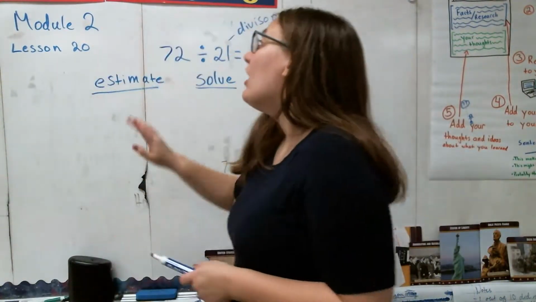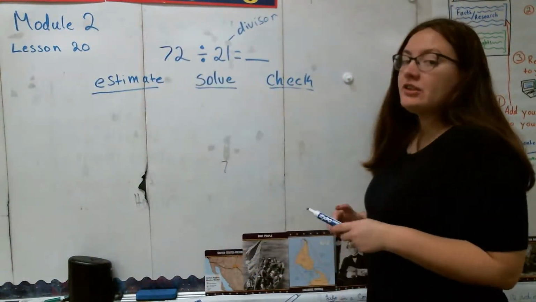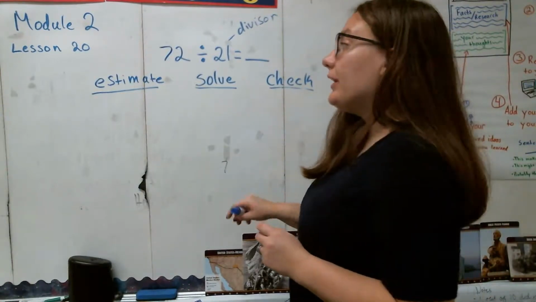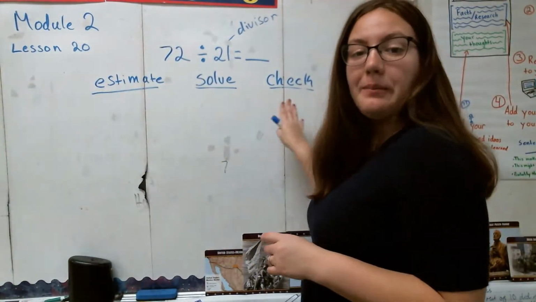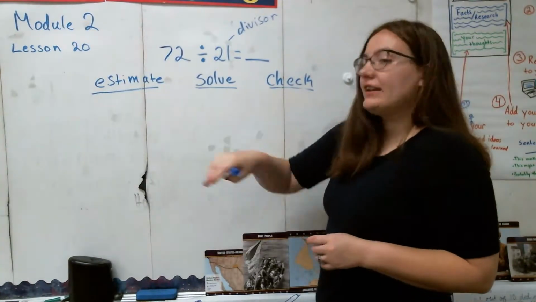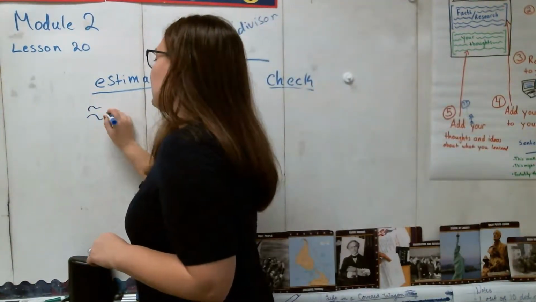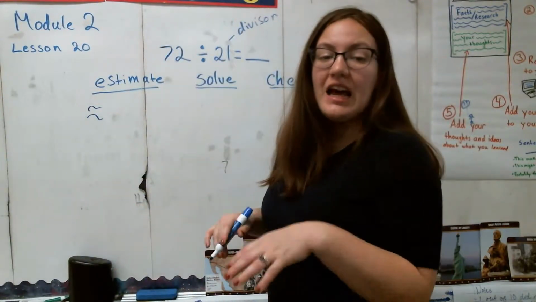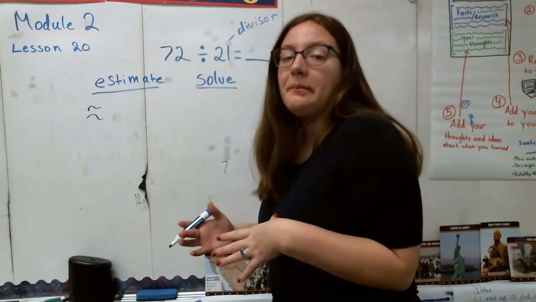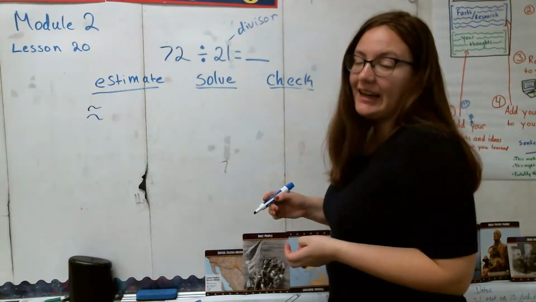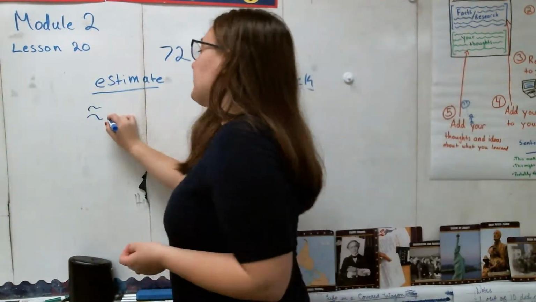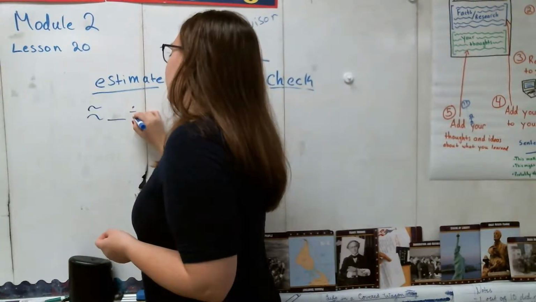So today we're going to start with this problem, 72 divided by 21. We are going to use the same three steps from the previous lesson, so let's go ahead and start with estimating this. So remember, these two squiggly lines let us know that this is what our answer is going to be about. It is not my exact answer. Remember, there's probably going to be those two spaces there on your notes.